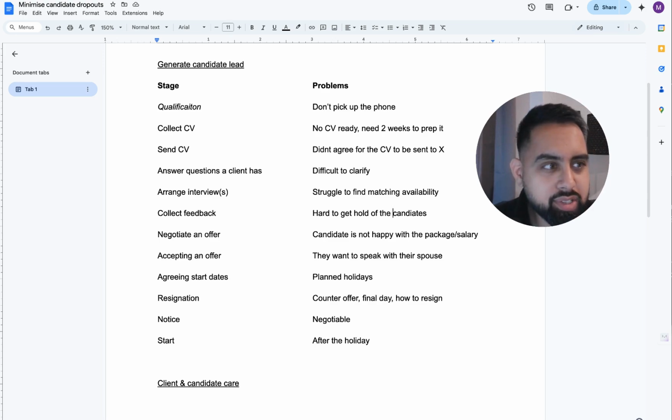And that's only going to allow you to improve the number of people that you get all the way through to placed stage. So hope that's been valuable.